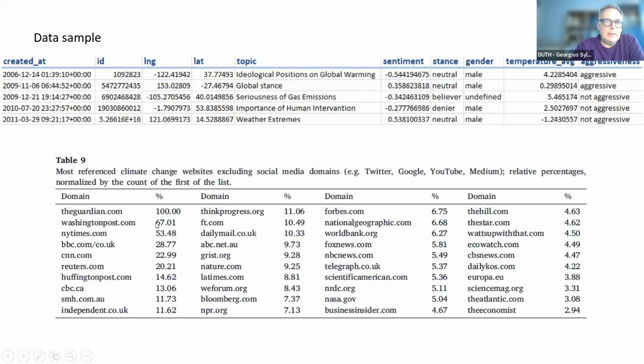Here you see which are the main websites that people really have a tendency to use, or to be motivated to use, for their tweets when they discuss issues relevant to climate change. So, for example, you see that most of the tweets, almost everything, is relevant to Twitter posts from Guardian, the Washington Post, New York Times, BBC, and CNN, etc.